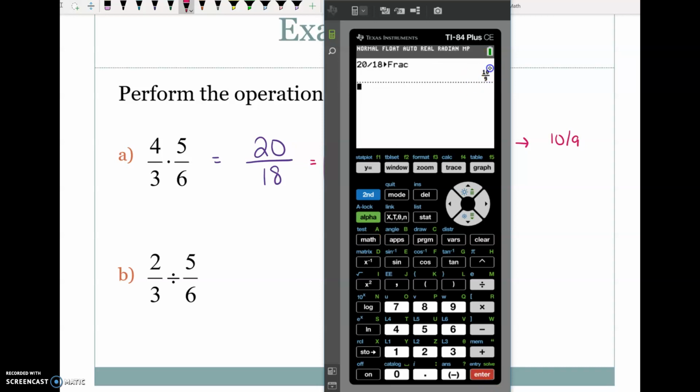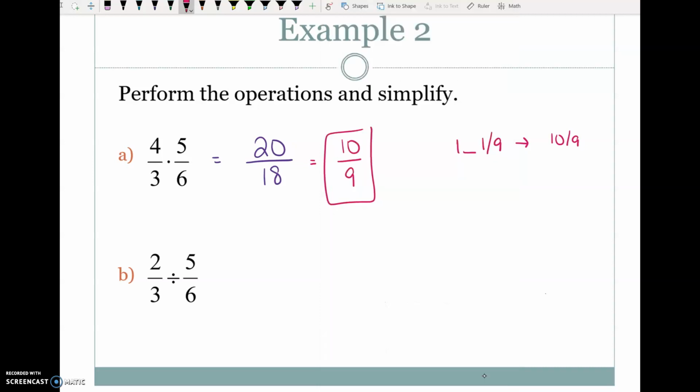And that gives you that simplified fraction in improper fraction form. If you did 20 divided by 18 and got that decimal, you just press the math button, enter, enter. Anytime you're trying to make something a fraction on the graphing calculator, math button, enter, enter, it puts it as an improper fraction, which is exactly what we want.